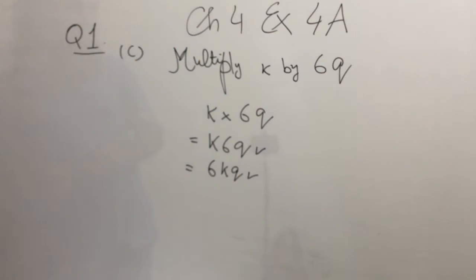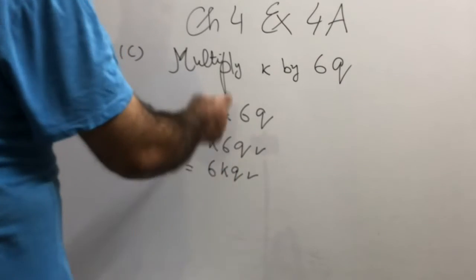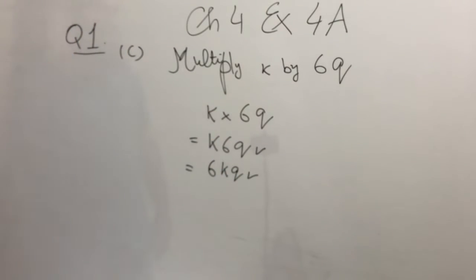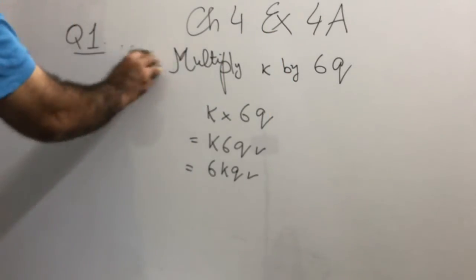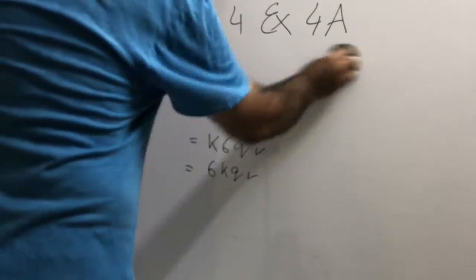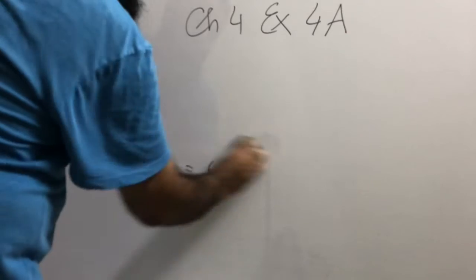All three are being multiplied. No need to put this multiplication sign when you are talking about an algebraic expression, which is an algebraic language in fact. So now we'll be moving to part D.